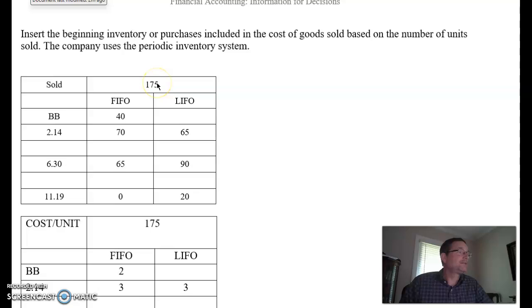All right, so if that's the case on FIFO, if we're going to sell 175 units, we sell beginning inventory first, and then we work our way through until we have accounted for selling all 175 units. So 40 plus 70 is 110. 110 plus 65 is 175. So it's June 30th. We're done selling. There's no more layers of inventory that will be sold. So we have 0 for November 10th.